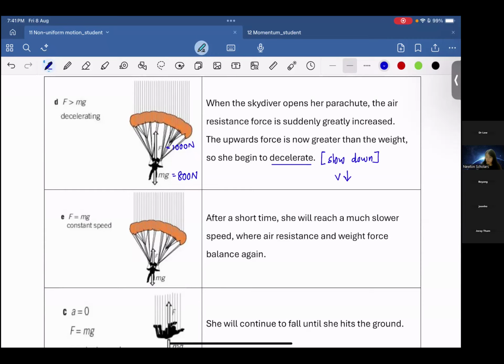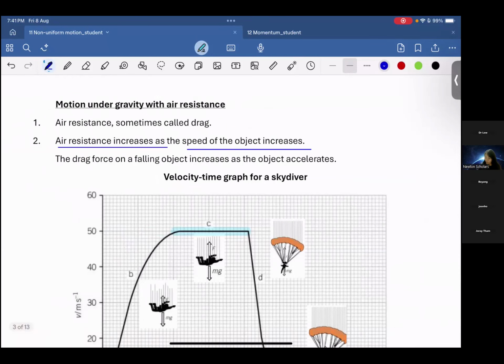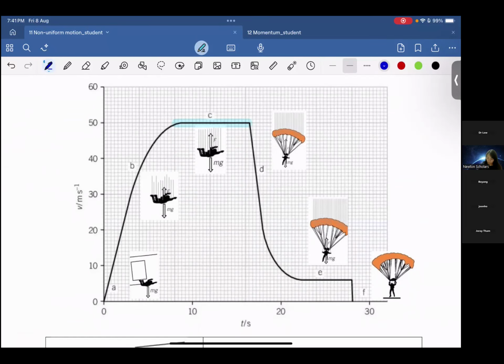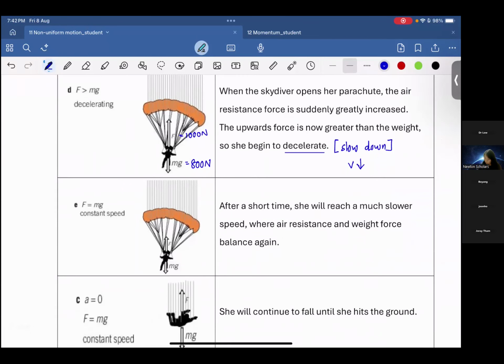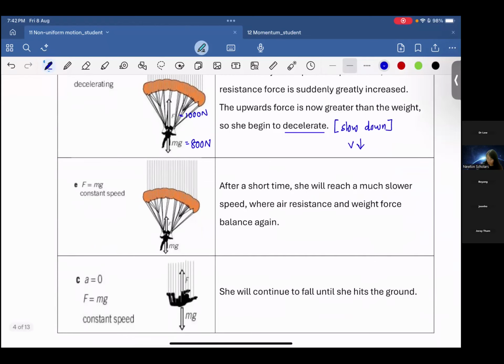So refer to the motion graph. Can you see that suddenly from 50 meters per second it decreases to something less than 10? It's because the upward force here is greater than the downward force. Since we decelerate, your air resistance will also decrease, because right now you slow down, until they balance again.